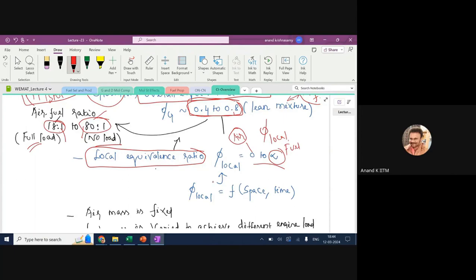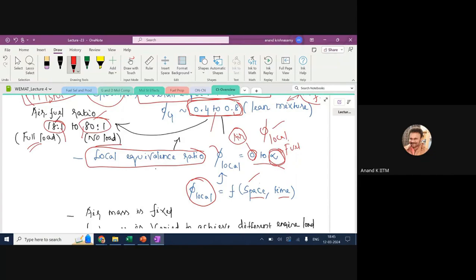Okay, so remember the fundamental definition of Phi, you have defined it based on actual fuel to air proportion divided by stoichiometric fuel to air proportion. Okay, these are the regions which do not have any fuel, only air, so it is 0. These are the regions where you have only fuel, you don't have any air. So it is infinite value. So local value can vary anywhere between 0 to infinite, and it is a function of space and time, location. Inside the cylinder at different locations, you will have a different Phi local value. Global value is constant, whereas local value is a variable. It depends on the space, that is the location inside the engine combustion chamber.